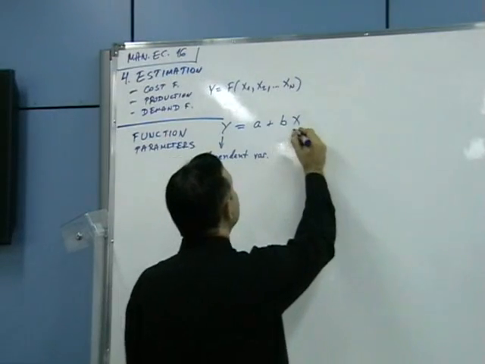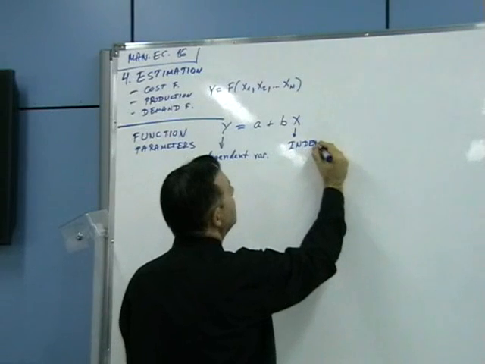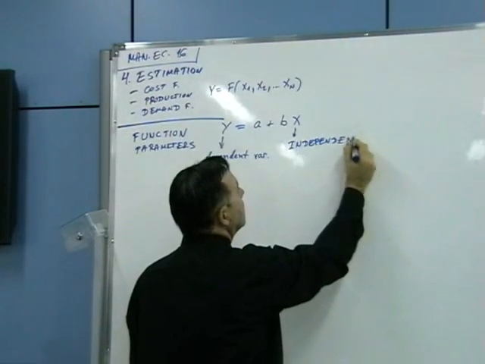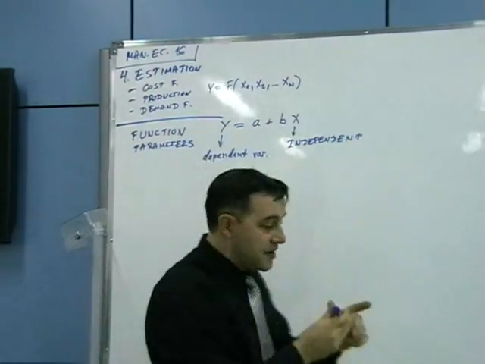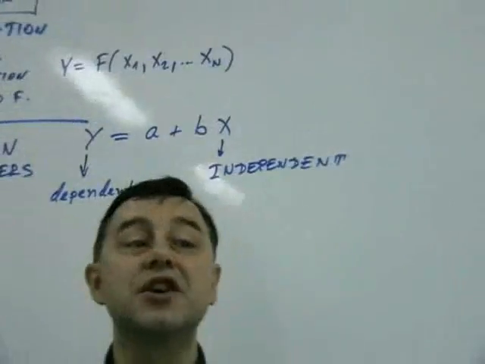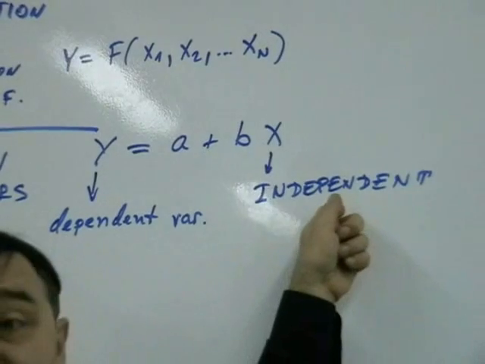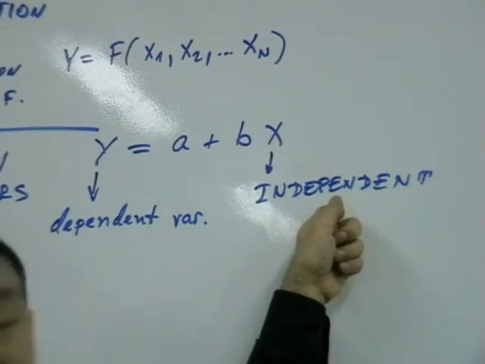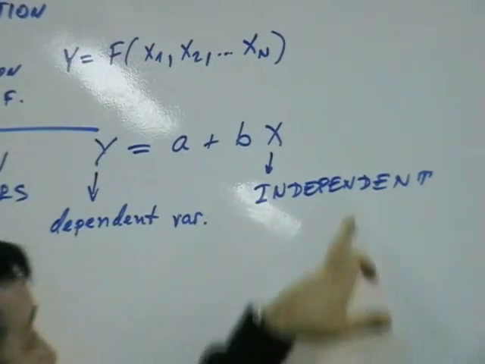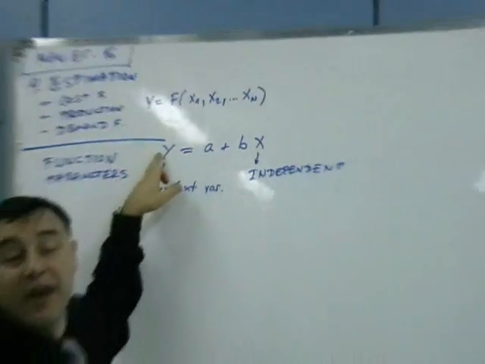So x we call the independent variable. Independent simply means that in a sense we have control over this variable. In a sense we can essentially change it if we choose. For example, the price: we can choose how to price our product, but if we choose how to price our product, then the quantity that we'll sell depends on it.